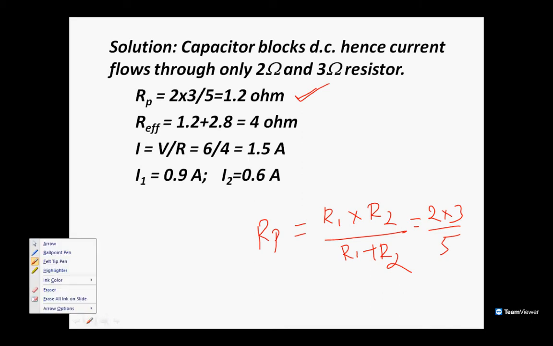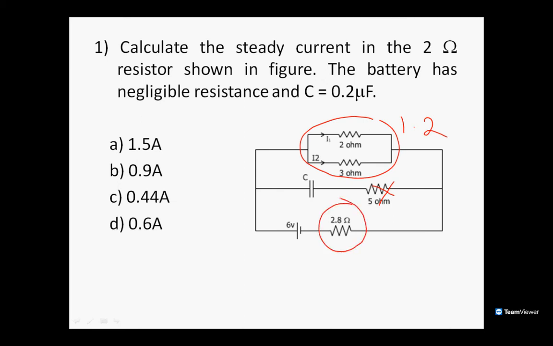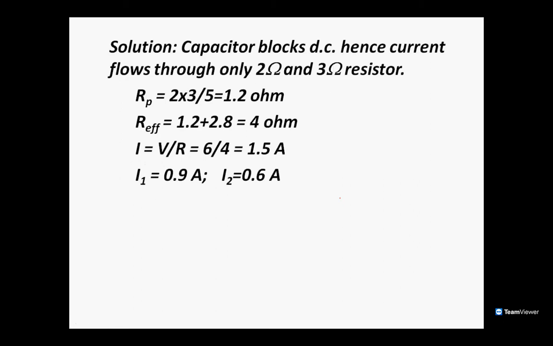Next, here altogether it is 1.2 ohm resistance. Anyway, we eliminate this one here. This is 1.2 and this is 2.8. How are they connected here? In series. So I am using R effective equals 1.2 ohm plus 2.8 ohm equals 4 ohm.